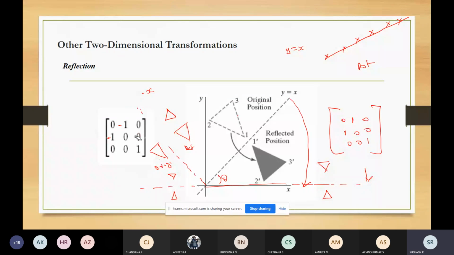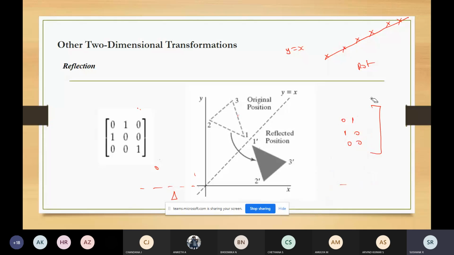So I'll just tell the steps for that, and you can try that. This reflection is along the line y is equal to x. If you want to get the reflection along the line y is equal to minus x, it will be like this. For that the matrix is given by minus 1. This is the reflection matrix which will give you this position.